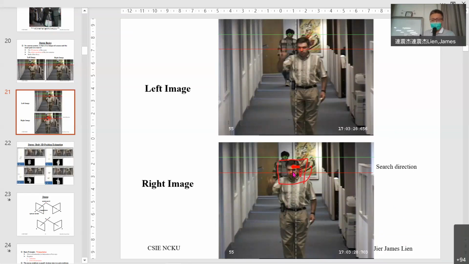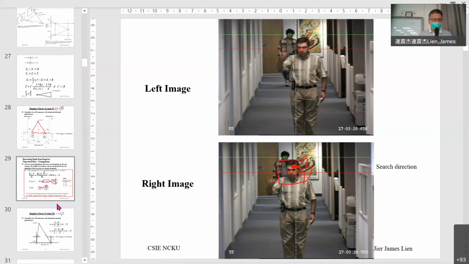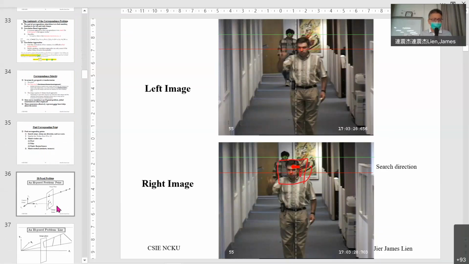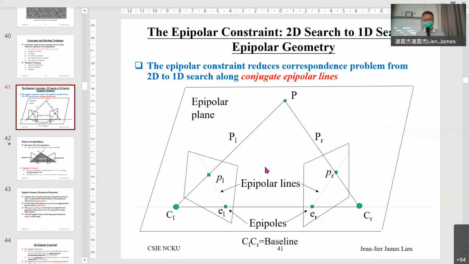OK, back to this. So this is for the matching, right? No matter whether you use SAD or NCC, this is a search. So how can we reduce the 2D search? Just search along this line, and you can use just a 1D search to reduce the search time. So that's the epipolar. The purpose of the epipolar constraint is to reduce the 2D search to a 1D search.